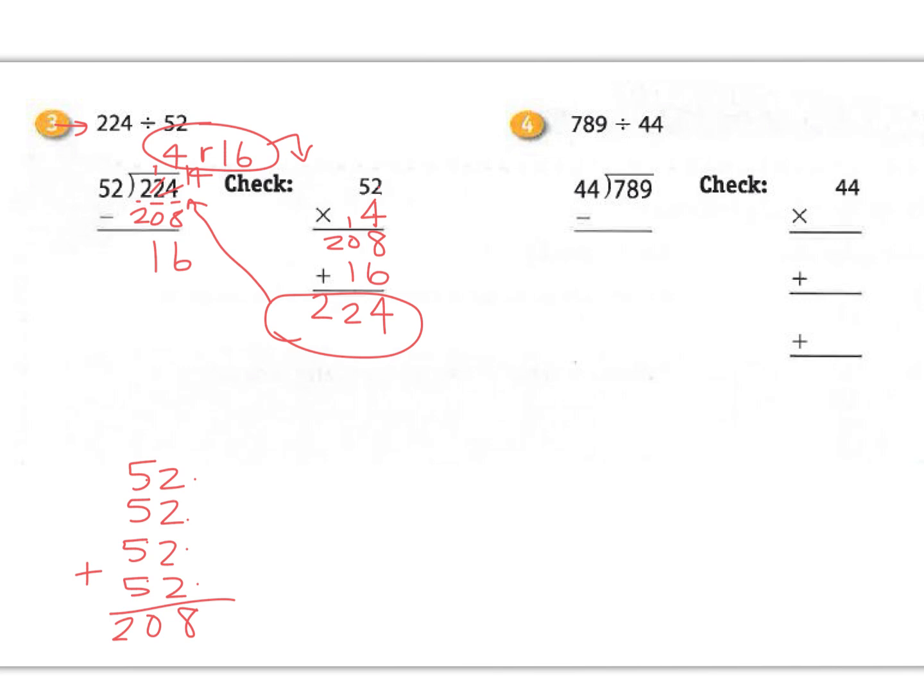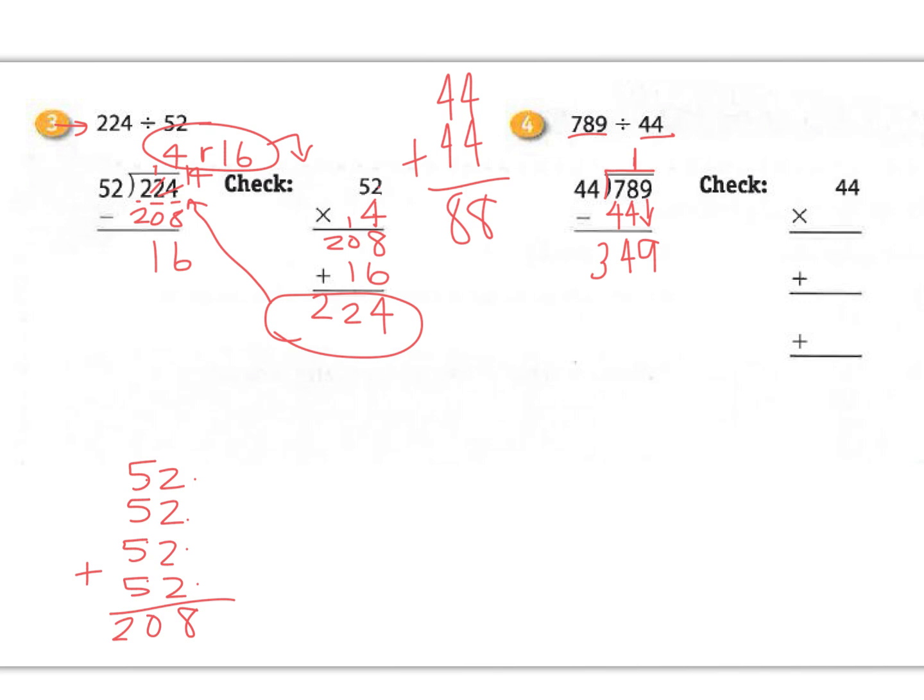All right, next one is we have 789 divided by 44. So we write it like this, 789 divided by 44. So does 44 go into 7? No. Does it go into 78? Yes, but only one time, because if we did it twice, 44 plus 44 is 88, and that is more than 78. So 44 goes only once. So then we do 1 times 44 is 44. Then we have to subtract. 8 minus 4 is 4. 7 minus 4 is 3. Then we bring down that 9.